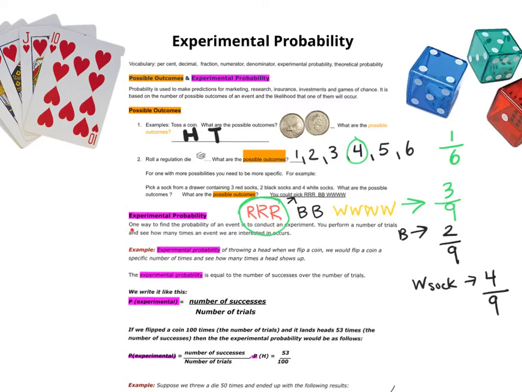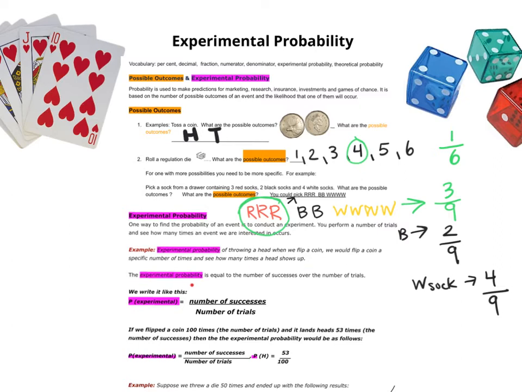All right, now when we're talking about experimental probability, one way to find the probability of an event is to actually conduct an experiment. So what I did right here is I assumed that it's 3 over 9 because there's 3 red socks and 9 in total. But you would actually perform a number of trials and see how many times an event we are interested in occurs. So for example, you would actually go and pick these socks out of a drawer and collect that data. For experimental probability of throwing a head when we flip a coin, we would flip a coin a specific number of times and see how many times a head showed up.